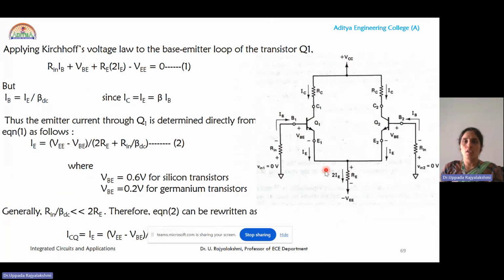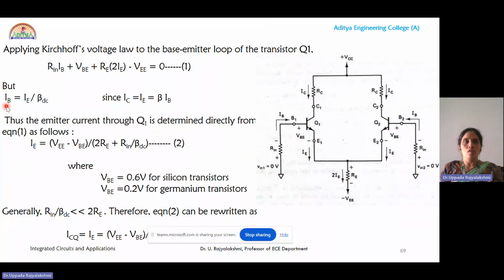The same circuit is represented again. We have written the KVL for the base to emitter loop of Q1 as equation 1: Rin1 into IB plus VBE plus capital RE into 2IE minus VEE is equal to 0. Now here you have an additional term IB, but we are going to focus only on the calculation of quiescent current. So IC1 is approximately equal to IE, because the base current is almost negligible.